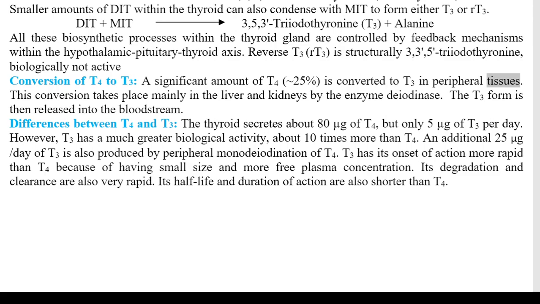Conversion of T4 to T3: a significant amount of T4, 25%, is converted to T3 in peripheral tissues. This conversion takes place mainly in the liver and kidneys by the enzyme deiodinase. The T3 form is then released into the bloodstream.